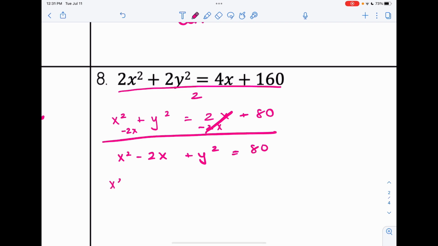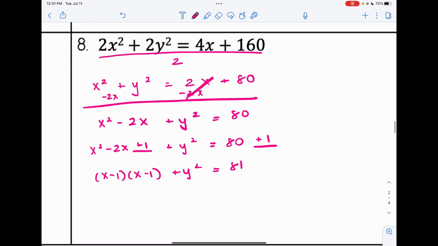I have 2 x terms, so I will be leaving a space. I just have 1 y term, so I'm going to leave that alone and balance out the equation on the right. I'm going to fill these in with plus 1s. Factor, I get x minus 1 squared plus y squared equals 81. X minus 1 squared plus y squared equals 81 as our center radius form. The center is 1, 0, and our radius is 9.